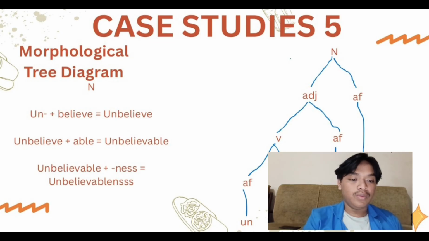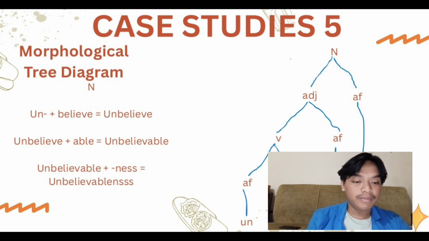Now let's look at how the word is formed step by step. We can start with the verb believe, then we add able, and it becomes believable, which is an adjective. Next, we add the prefix un in front, creating unbelievable, still an adjective, but it now means something that cannot be believed. Finally, by adding ness at the end, we form unbelievableness, which turns the word into a noun, meaning the state or quality of being unbelievable. So we can see a clear progression from a verb to an adjective to a noun.